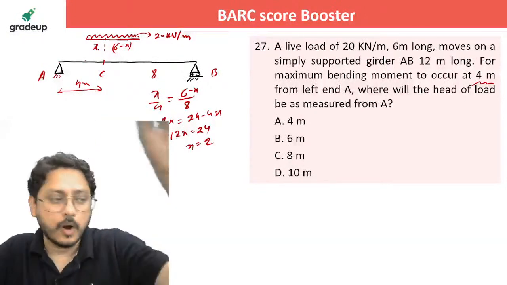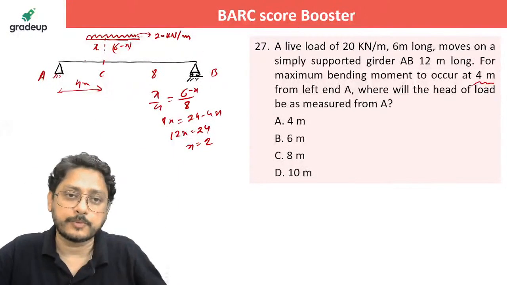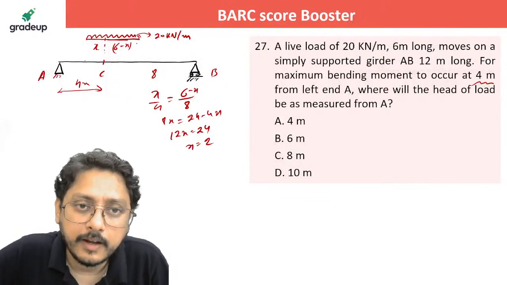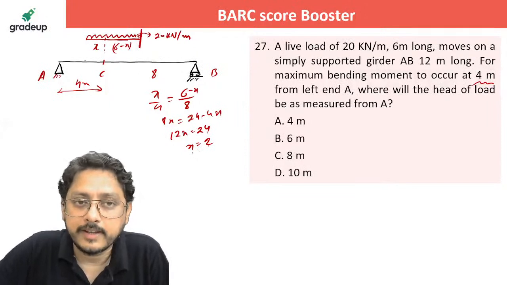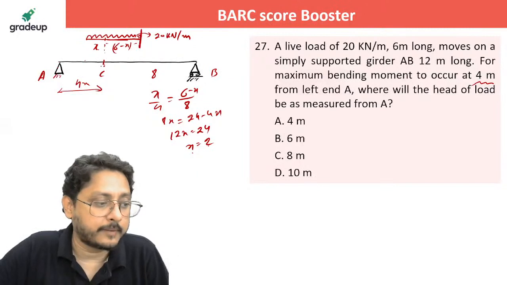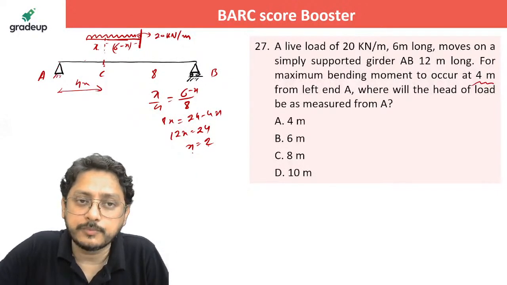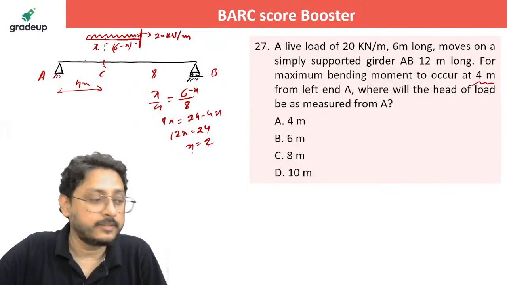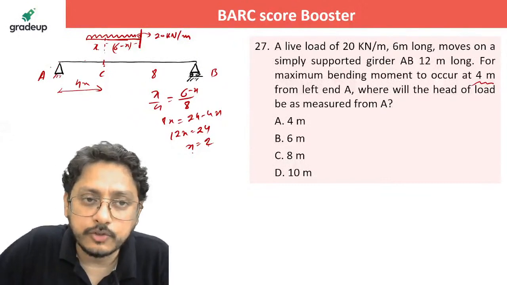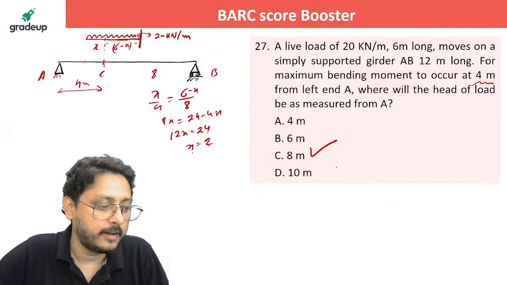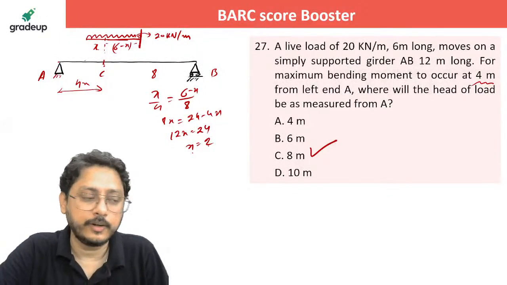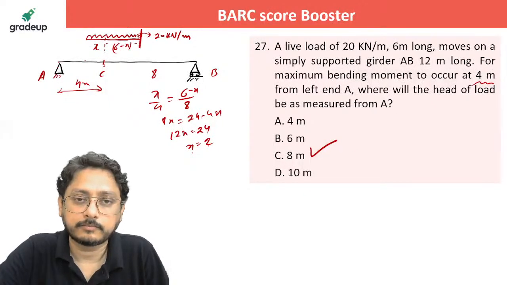He's asking from the end A where the head of the load must be. Head of the load is here. Now I got x equal to 2, hence it is 4. Already it is 4 meter. At a 4 meter you want the maximum bending moment. Now you have to keep the load in this way so that you'll get the maximum bending moment at C. So the distance from the support A to the head of your loading will be nothing but 8 meter, isn't it? Did you get that?